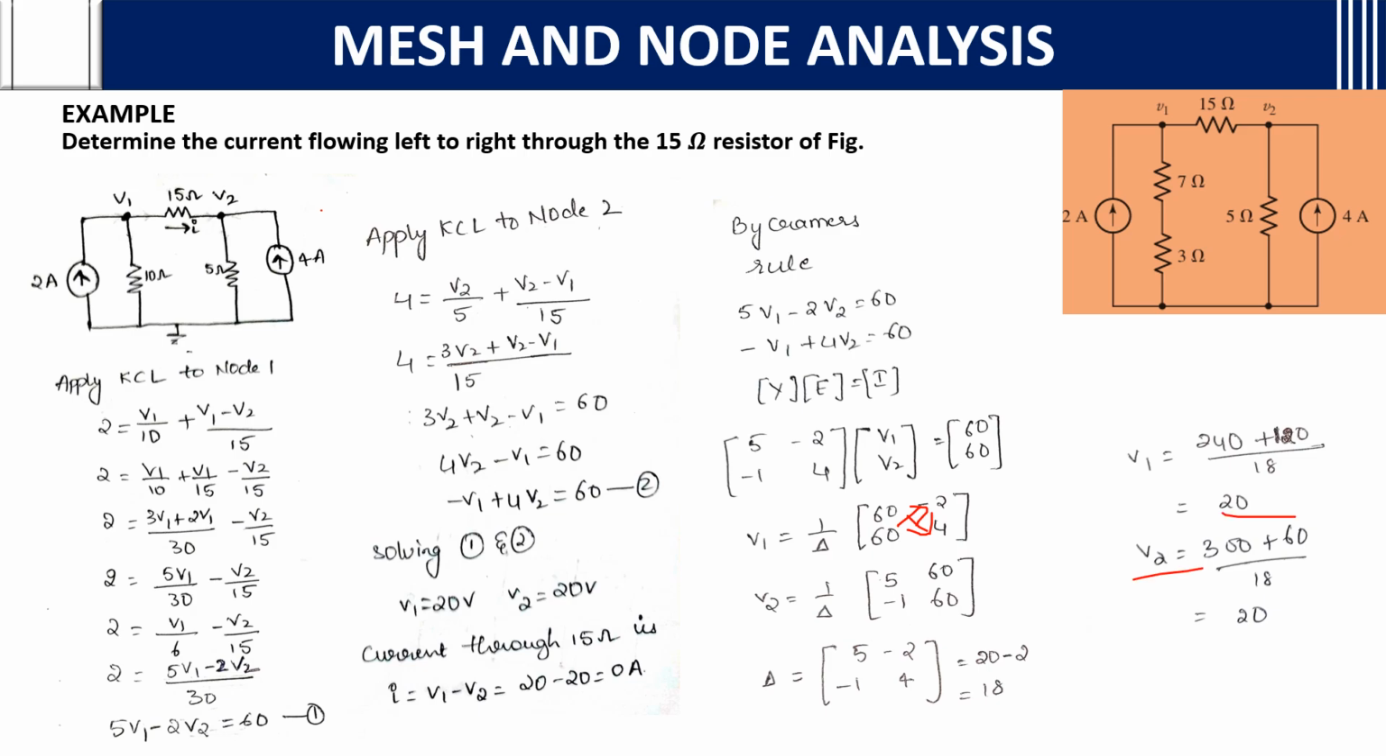In the same way for V2, 5 into 60 is 300, minus of minus 60, so 300 plus 60, that is 20. So like this we can find V1 and V2, and the next procedure to find the current is the same: I is equal to V1 minus V2. We will get 0 amperes.